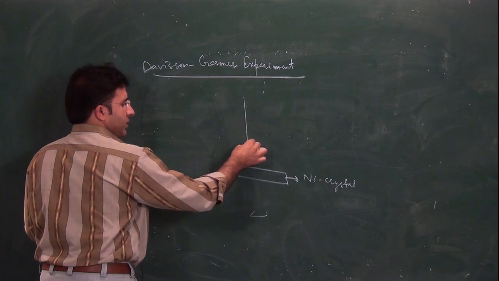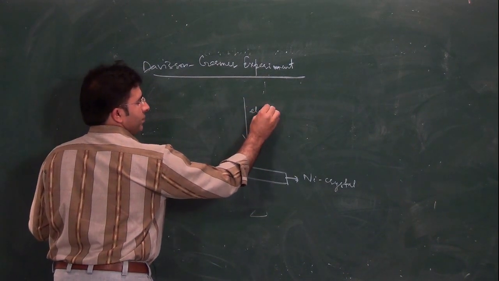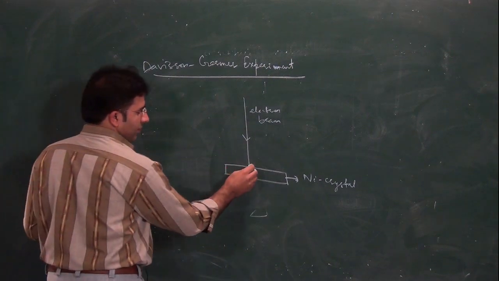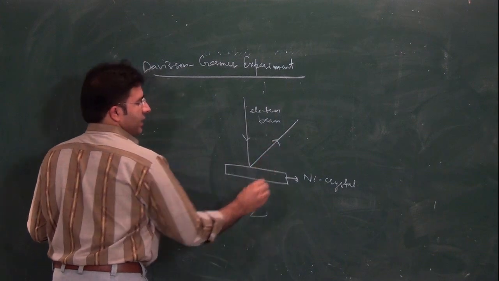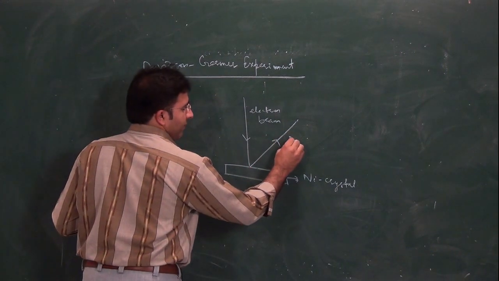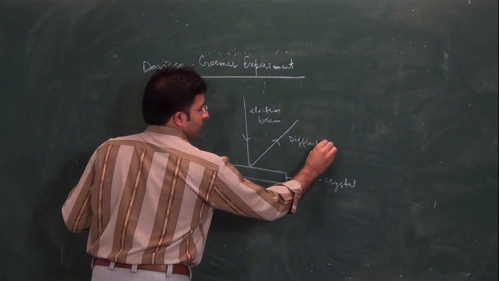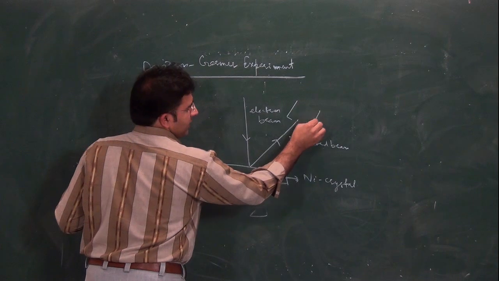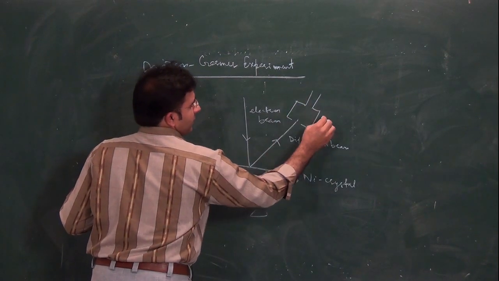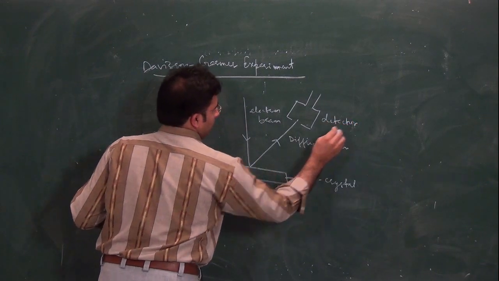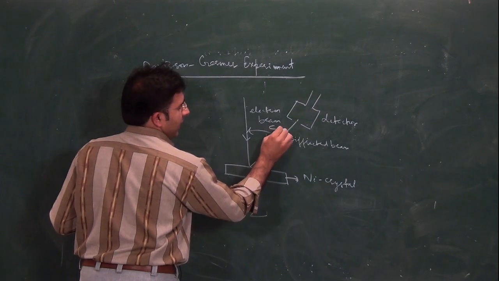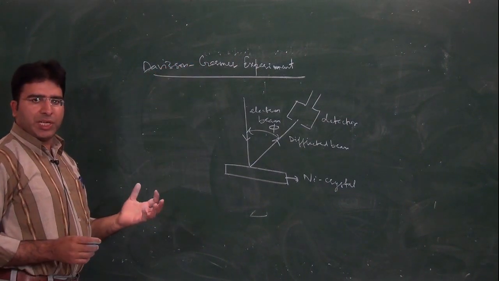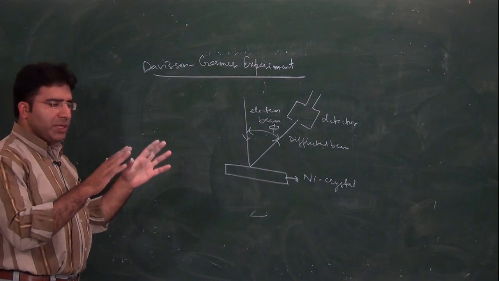Then a beam of electrons was made incident on the nickel crystal. Then it got diffracted from the nickel atoms. We call this the diffracted beam. Then this diffracted beam was observed by the detector. This was a detector here, at different angles phi.